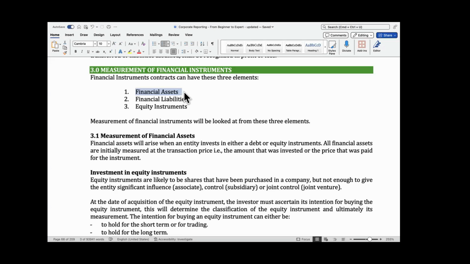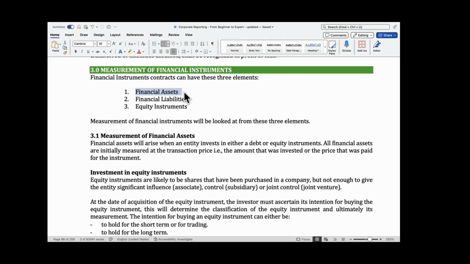Then also, I introduced transaction costs because usually when you want to buy shares, you will use a stockbroker. And I told you that if you use a stockbroker to buy shares, how do you treat the transaction costs, the agency fee that you pay to the stockbroker? I say, of course, you credit bank because you are paying money. But what would you debit?